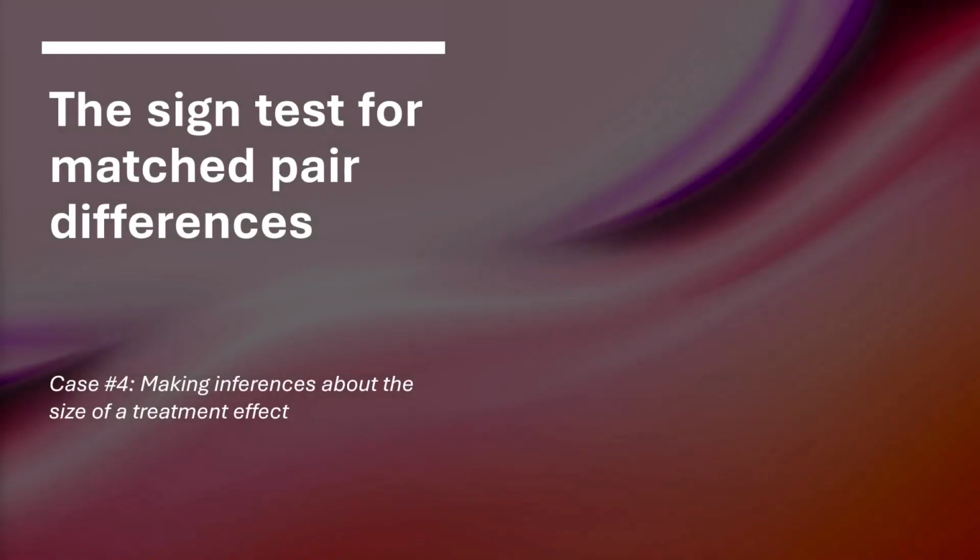We have now come to the fourth and final use case that we're going to explore in this video series, the sign test for matched pair differences. This is an important case because it involves looking at a control versus a treatment and measuring the effect of the treatment. If you have watched this entire video series, the setup is one that you're familiar with.